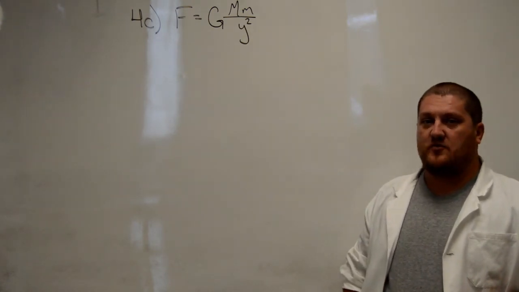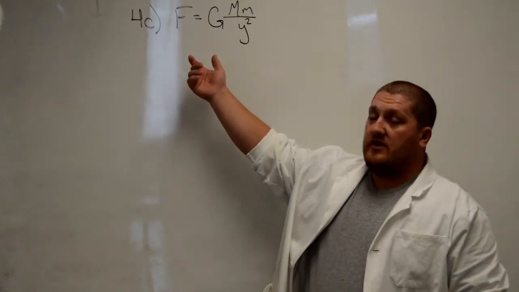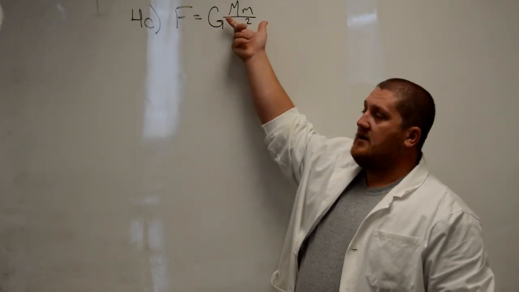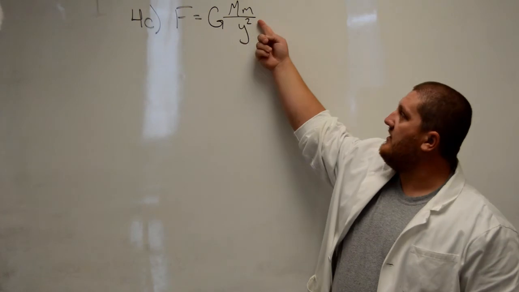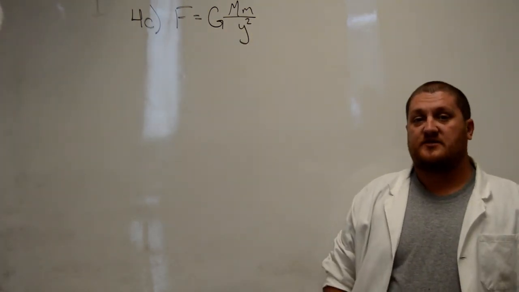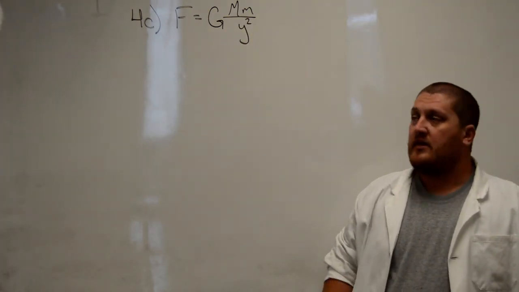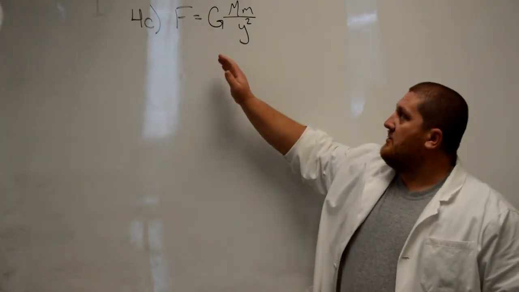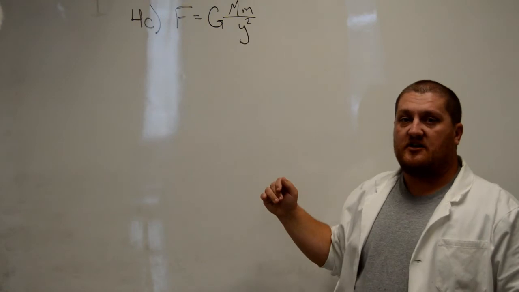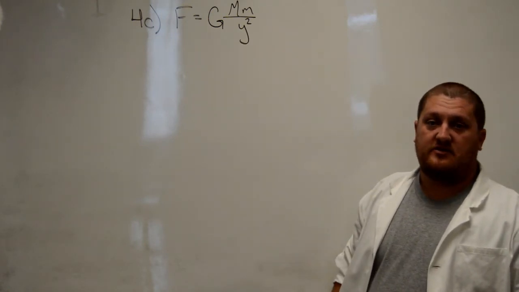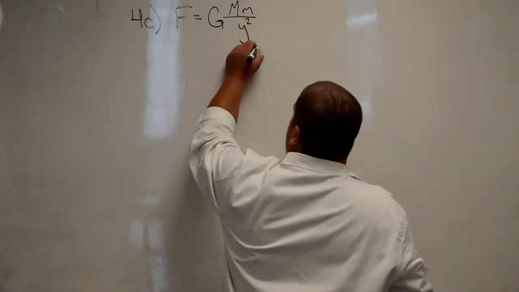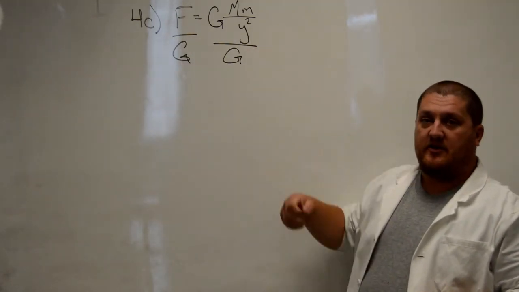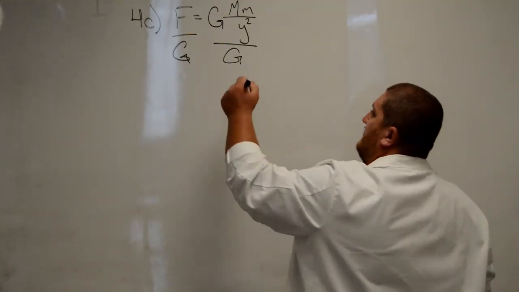Now let's take a look at 4c for the homework. The equation it gives us is f equals g times big M times little m all over y squared. We're still solving for y. First thing I need to do is recognize that g is multiplied by this term. To undo a multiplication, I divide. I have g on both the top and the bottom over here, so it will now cancel out.